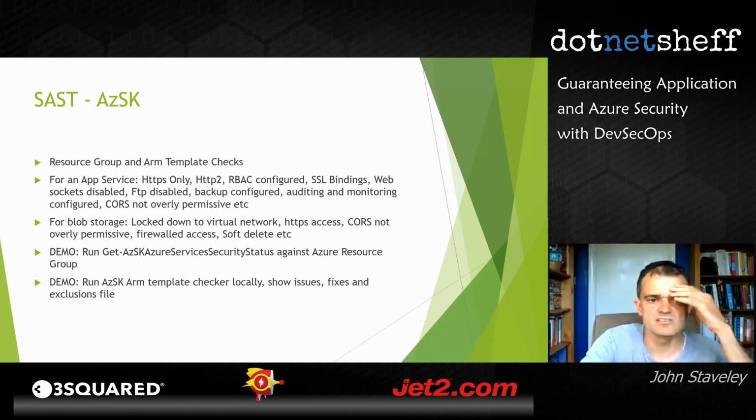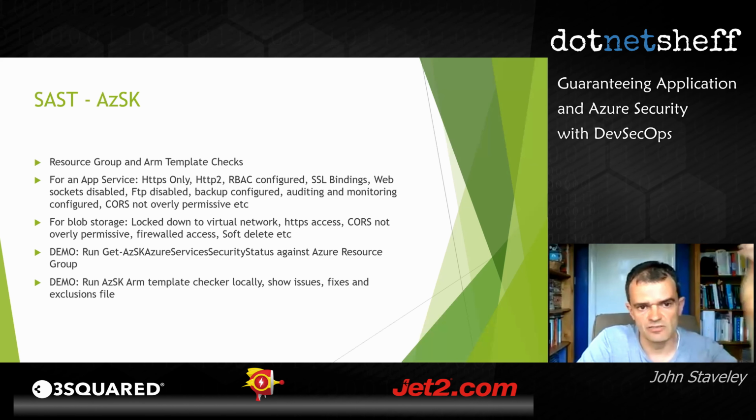So for instance, for an app service, it checks you've got HTTPS enforced using HTTP2, SSL bindings set correctly, web sockets disabled, FTP disabled, auditing and monitoring, all that kind of good stuff. And another example, blob storage: it's locked down to a virtual network with HTTP access, CORS is not overly permissive, and has soft delete for availability, that kind of thing.